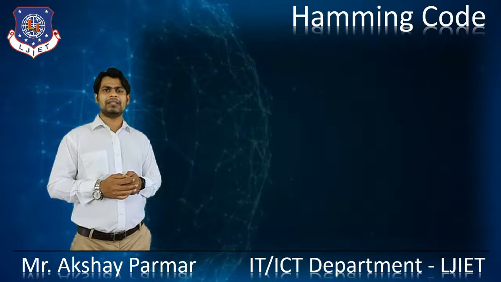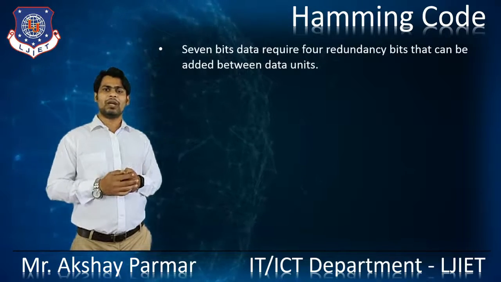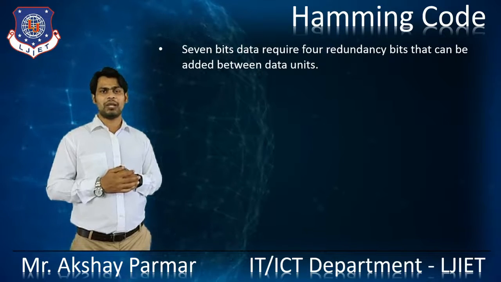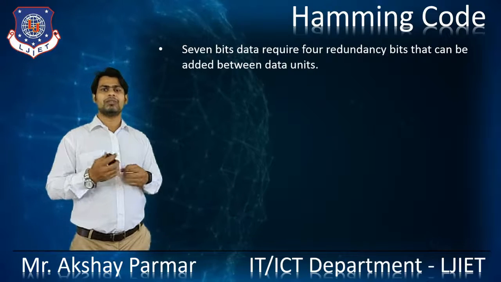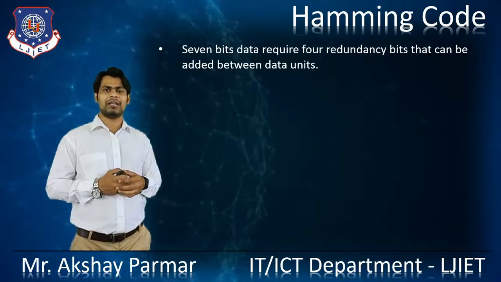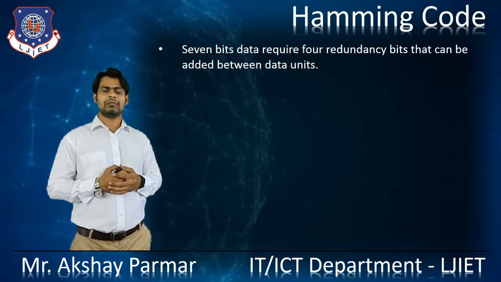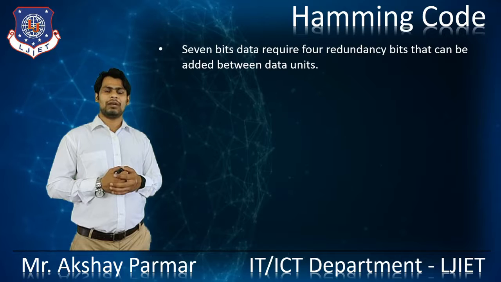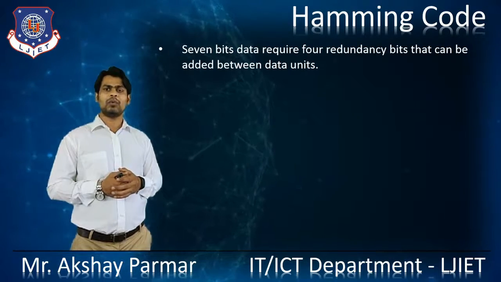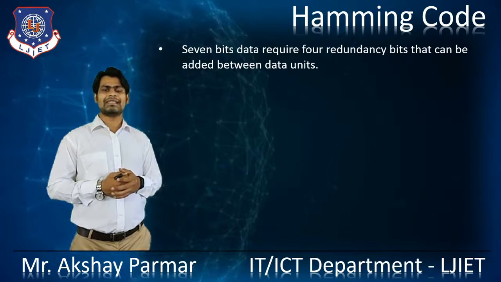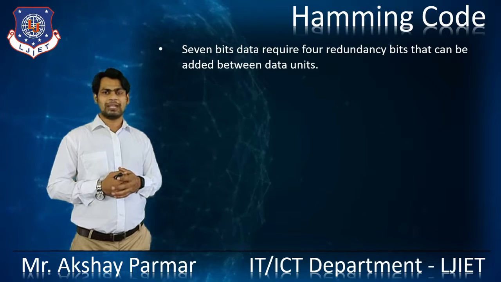So after that, let's see one example. In that, 7-bit data requires 4 redundant bits, as we have shown, right? They can be added between the data units. So we have 7 bits of data and we are having 4 redundant bits. So 7 plus 4 is equal to 11, 11 plus 1 is equal to 12. 2 raised to 4 is equal to 16, which is greater than 12, right? So this is satisfying the condition.